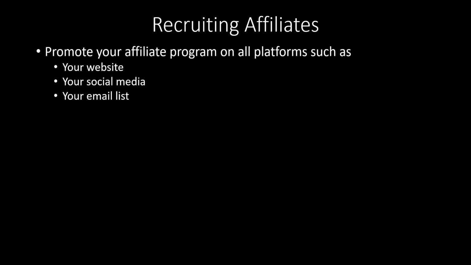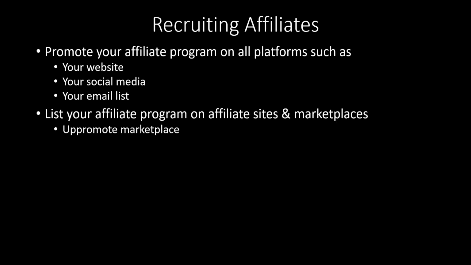So the first thing you can do is you can go ahead and promote your affiliate program on all of your platforms. So obviously the first one is your website. So you could go ahead and have a landing page on your website that shows your affiliate program, details about it, all the commission structure and everything like that. And you can go ahead and have a link to this on one of the menus on your website. You can also promote your affiliate program on your business's social media accounts. And then you can also promote the program to your existing email list.